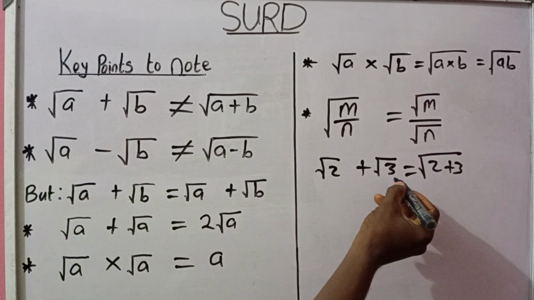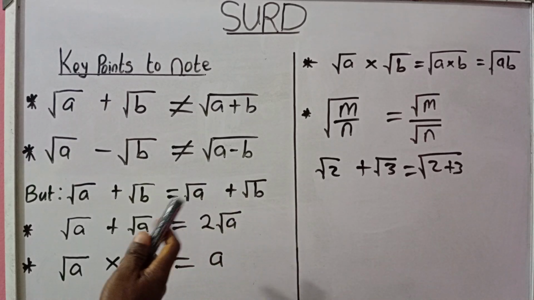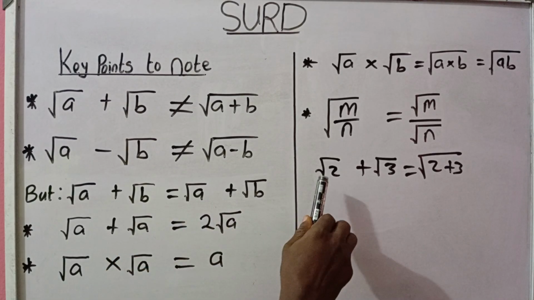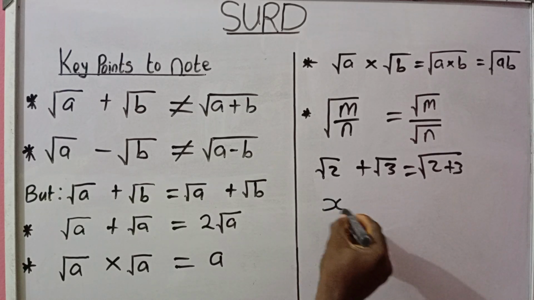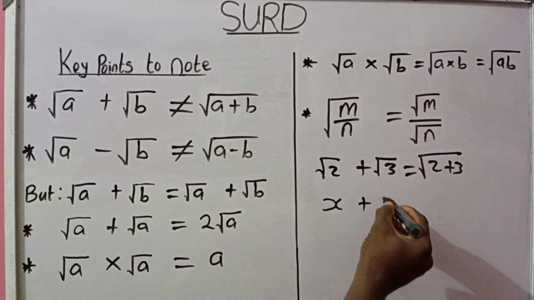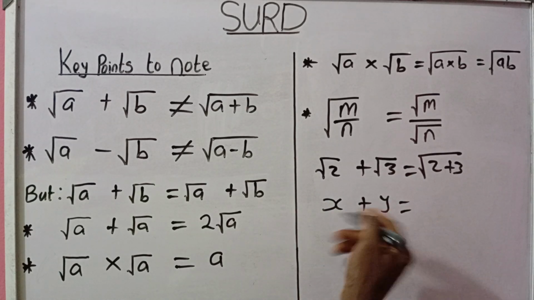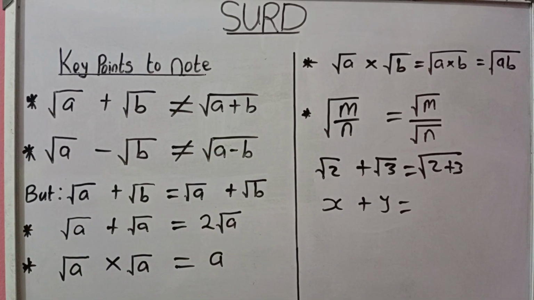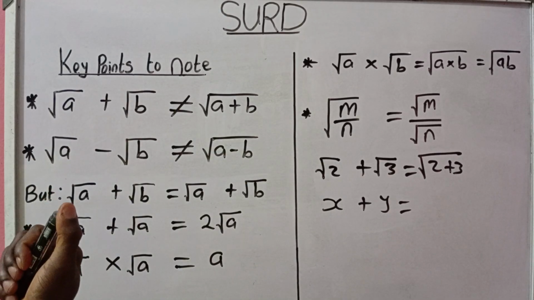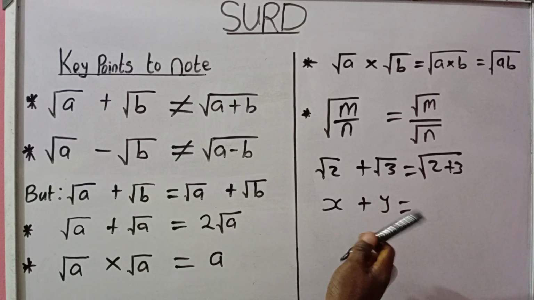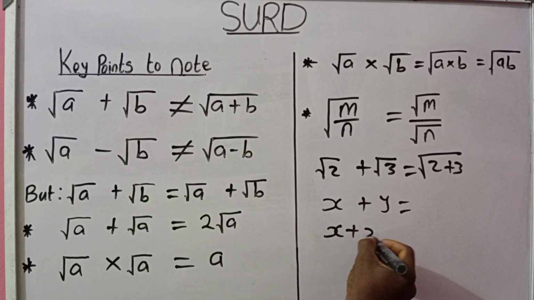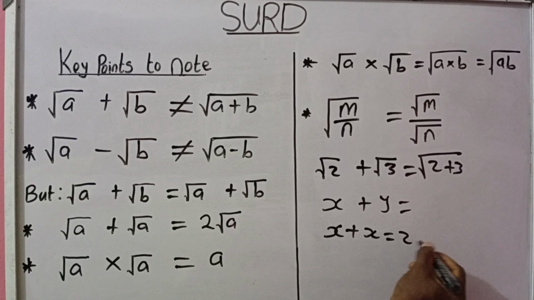Because if we compare this in the context of algebraic terms, let's say root 2 represents x, and root 3 represents y. Can we bring the two of them together? Of course, we can't bring them together. Why can't we bring them together? Because they are unlike terms. If we have it as x plus x, that's why we can bring them together to say 2x.